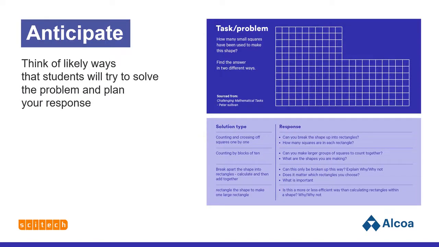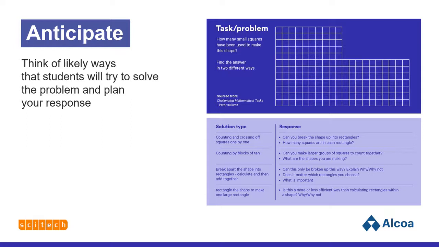Having picked a good task and clearly identified a goal, the first thing to do is anticipate the student responses to the task. So you want to think of likely ways that students will try to solve the problem and plan your response. In order to do this, the first thing you must do is solve the problem yourself. In the process, you think about strategies that your students are likely to use and places that they are likely to go wrong, how you might help them get back on track when they go off course, and how you might help them move to more efficient or more sophisticated strategies when they're on the right path.